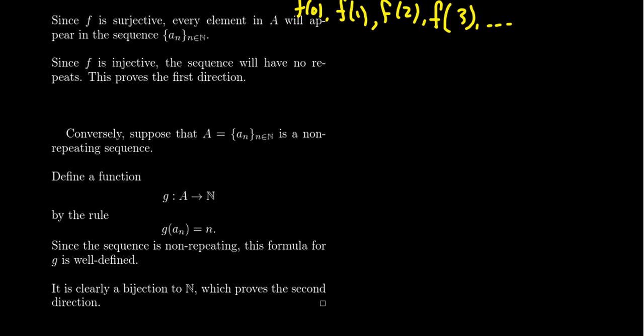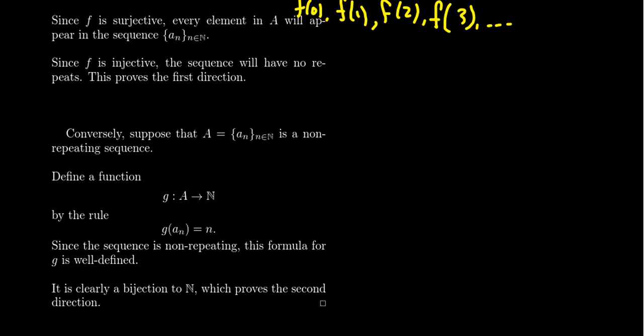A set is countable if you can list all of them in order. It doesn't matter what the order is, because this function kind of places an order on it. It doesn't matter what that order is, but every element can be listed. You can count all of them. That's where this word denumerable comes from. You can enumerate every element inside of the set there.